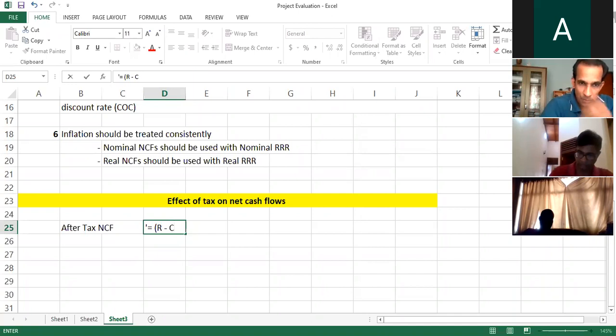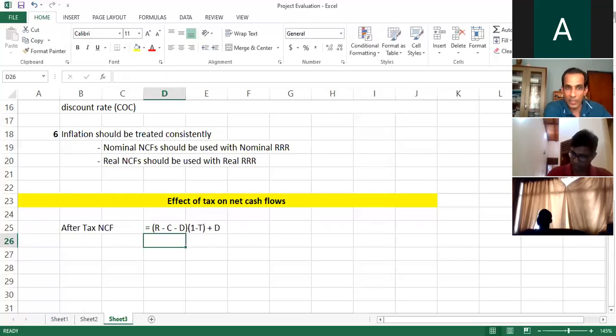Then from this we can deduct depreciation, right? So revenue minus cost minus depreciation, right? And from that, we can adjust tax to this value. So this is what we did, and then we have to add back depreciation. This is the method we use.